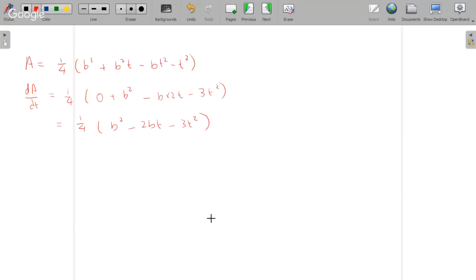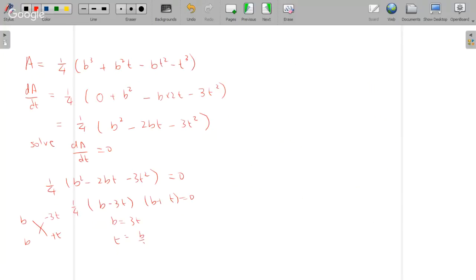Now we do need to solve this to 0. So to factorize that, use whatever quadratic method you are used to doing. 1 minus plus. Okay. So we've got b is 3t, so t is b on 3, or b equals to minus t, or t is minus b.